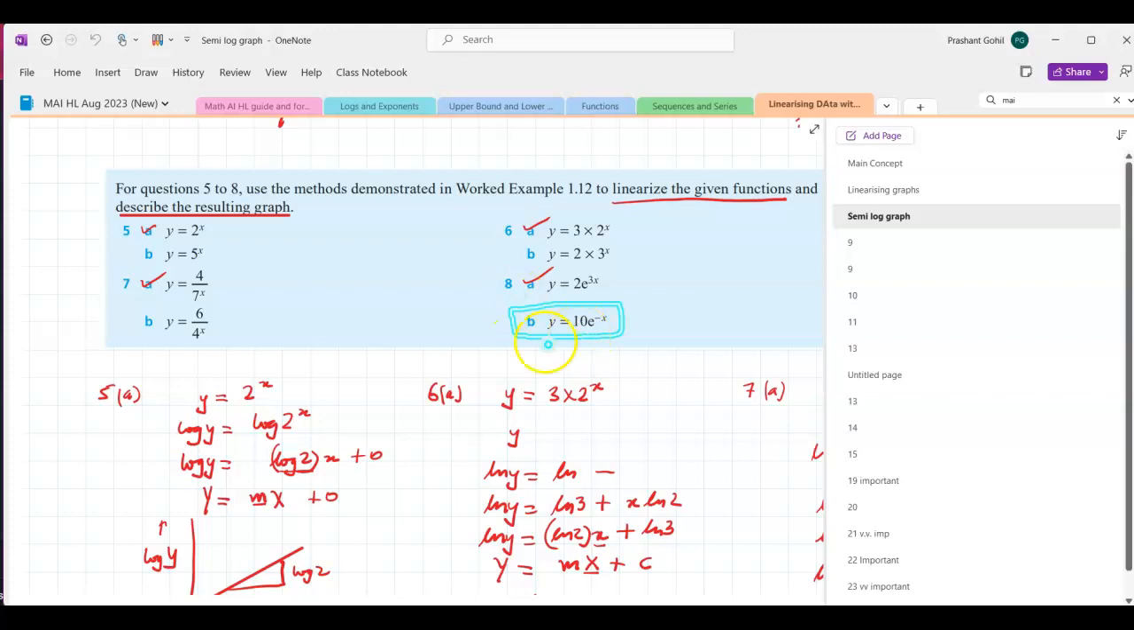Now in this case, you'll take ln on both the sides. Why will you take ln on both the sides? Because ln e is equal to 1. Whenever there's an e, you should take ln on both the sides.